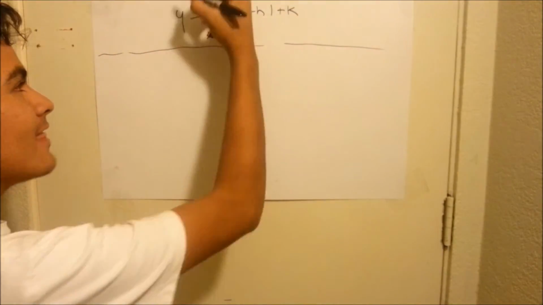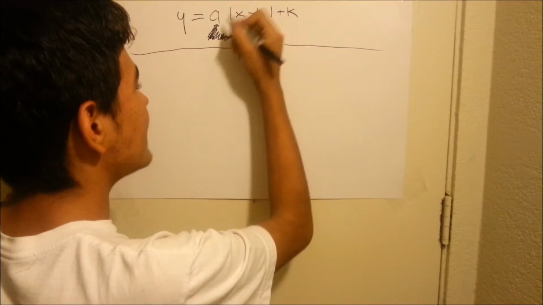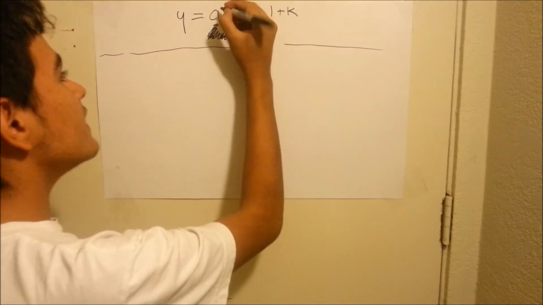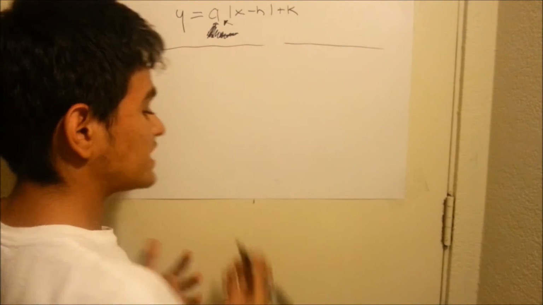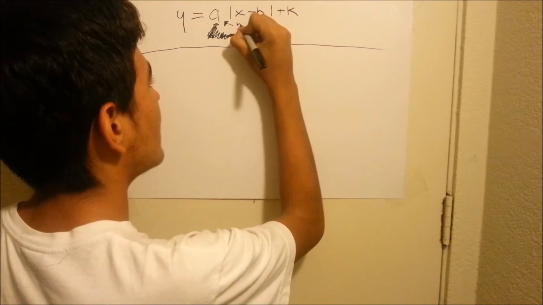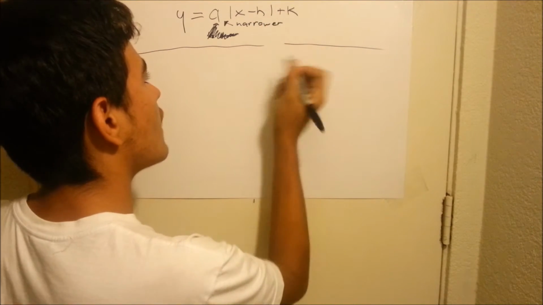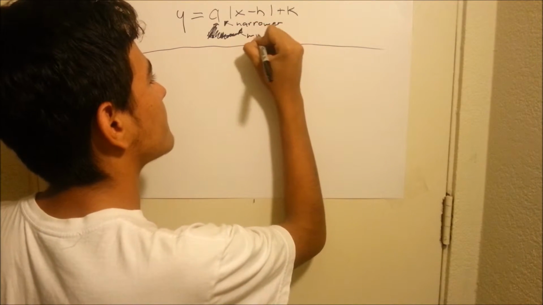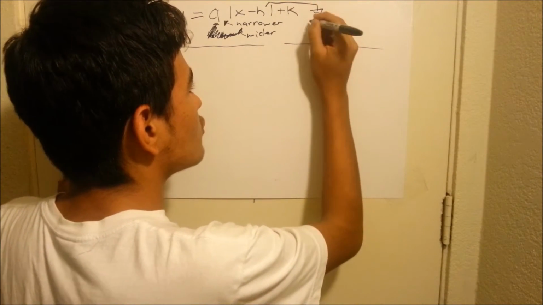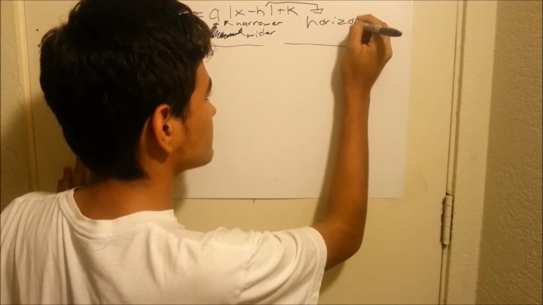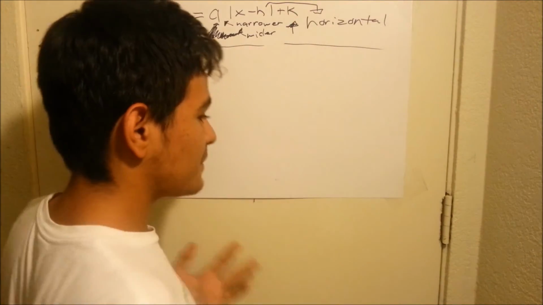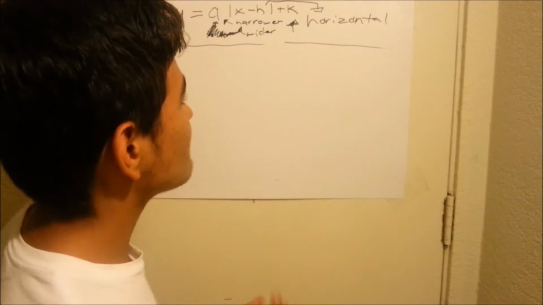first we'll take a look at this equation, which is y equals a times the absolute value bars of x minus h, plus k. This a, the a before the absolute value bars, represents whether the graph is going to get narrower or wider. The h represents a horizontal change, while the k represents a change that is vertical.